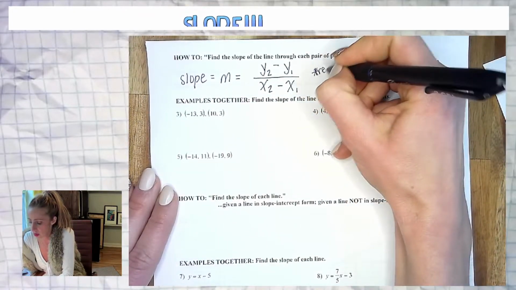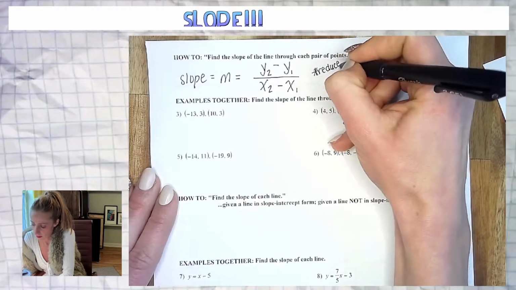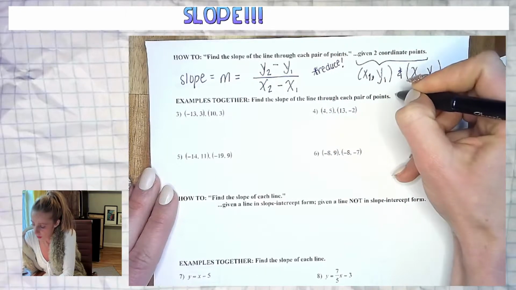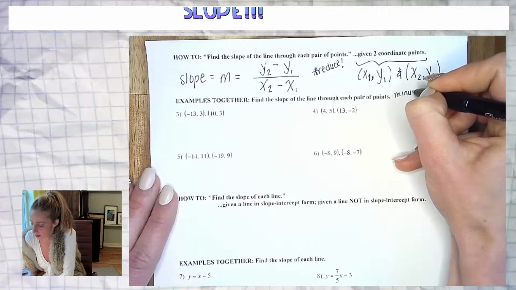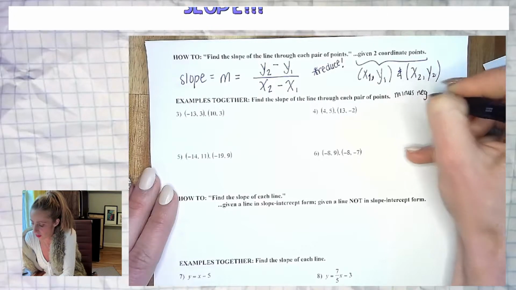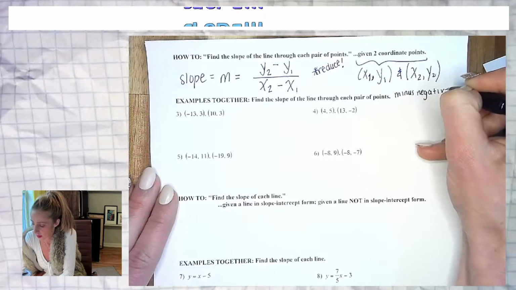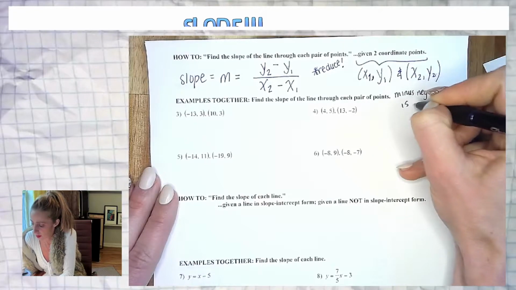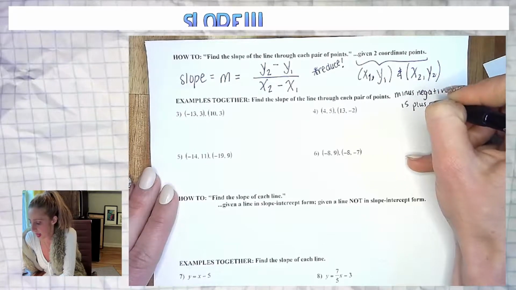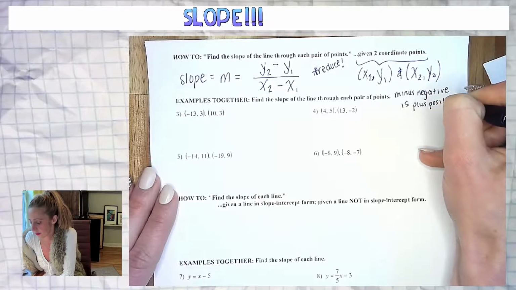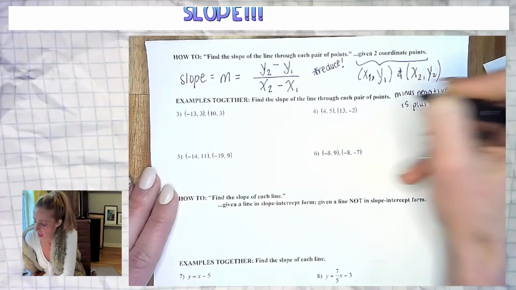I'm gonna say reduce, right? We're gonna put a little note: minus negative is plus positive. Just some notes on the side, okay?